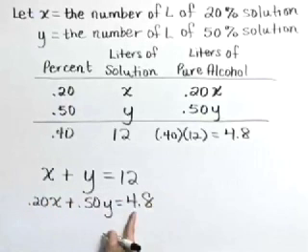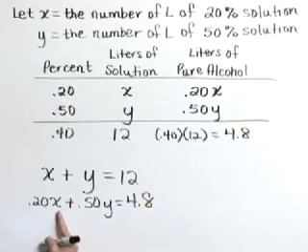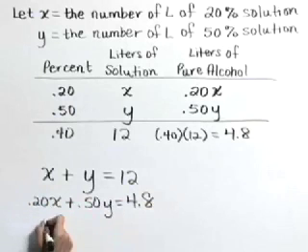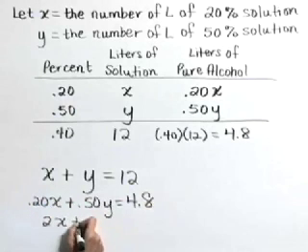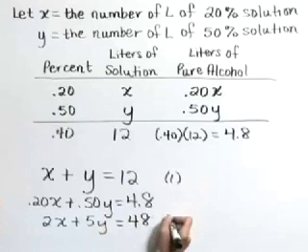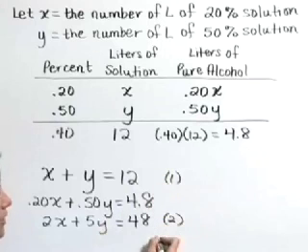Let's go ahead and clean this equation up a little bit. Multiply everything there through by 10 to eliminate the decimal. So this becomes 2x plus 5y is equal to 48. Now let's identify our first equation as number 1 and this last one here as equation number 2. Now in step 4, let's solve this system.